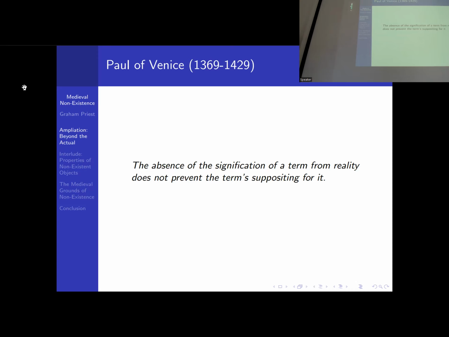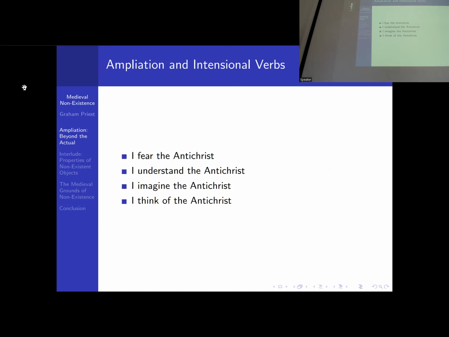But we ain't finished, because ampliation is kind of a bit more interesting than that. Because ampliation also works for intensional verbs. So intensional verbs are verbs of mental state which have an object. Okay, so I fear the Antichrist. I understand the Antichrist. I imagine the Antichrist. I'm thinking of the Antichrist. So all these are intensional verbs.